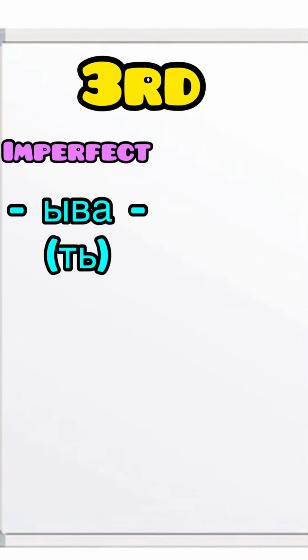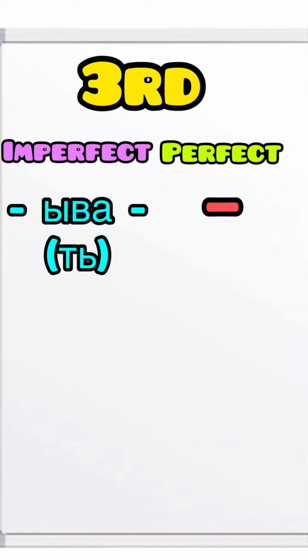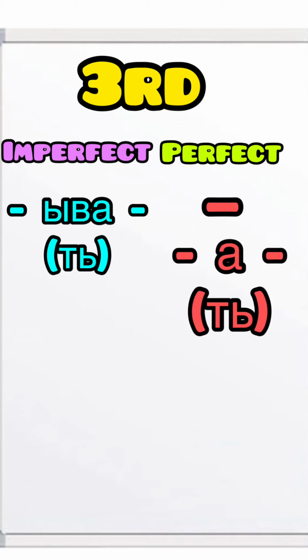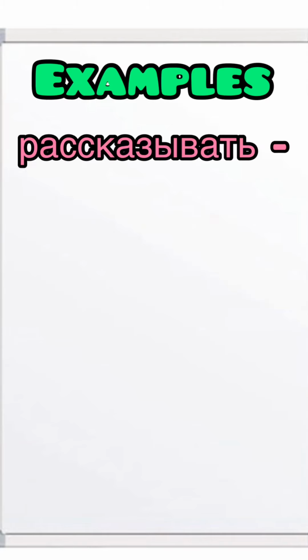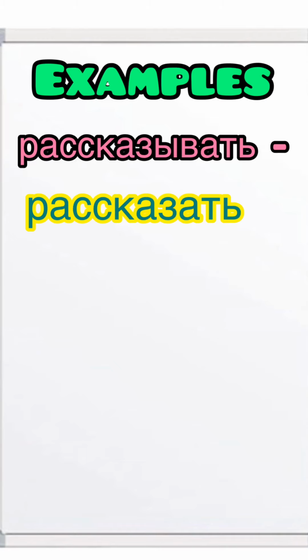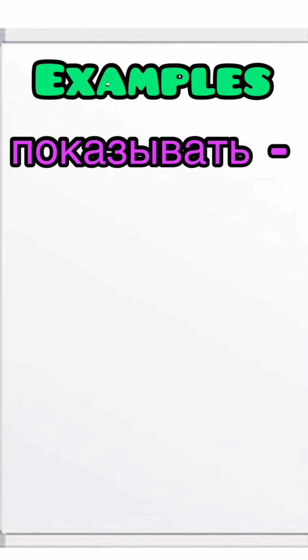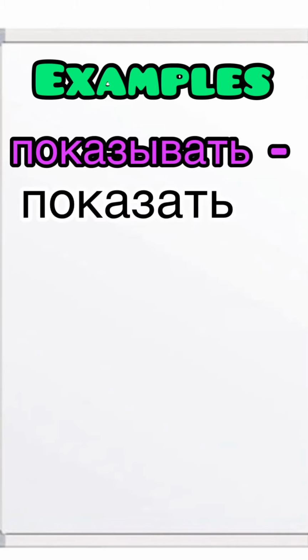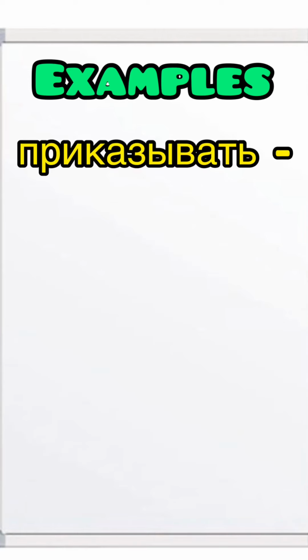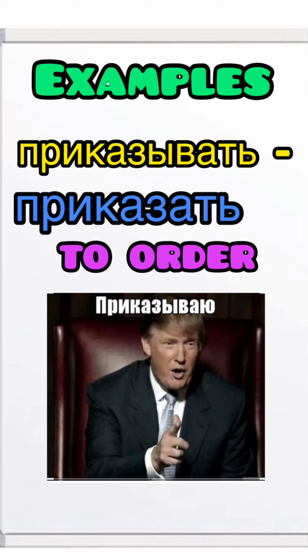The third group, imperfect, with the suffix "ыва", perfect without it. There is no suffix "ыва" in the form. Instead of it, we put suffix "а". Examples. Рассказывать, imperfect. Рассказать, perfect. To tell. Показывать, показать, to show. Приказывать, приказать, to order.